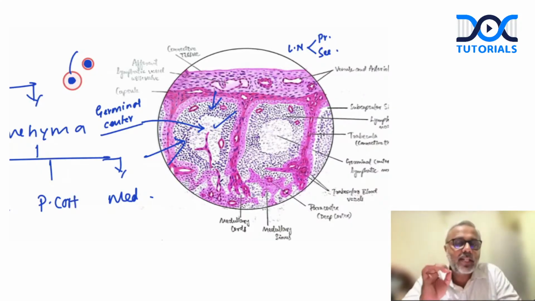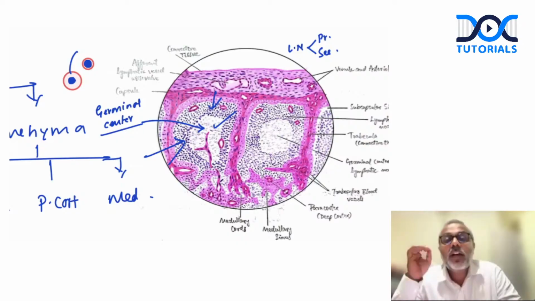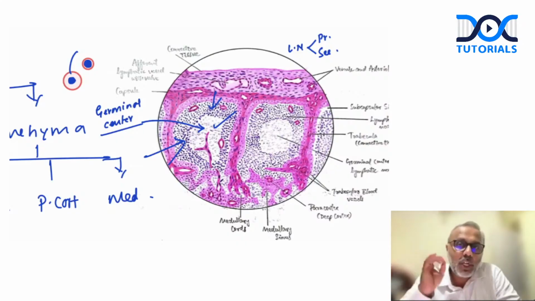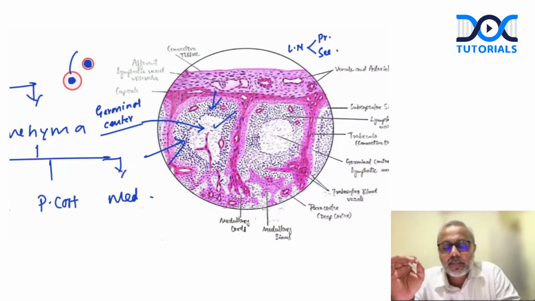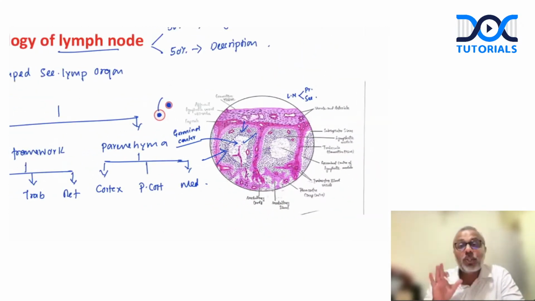This is a question you will be asked in your histology practical. What is a secondary nodule? What is a germinal center? Why does the germinal center look paler? Are we clear? Right. So this is what we need to write.